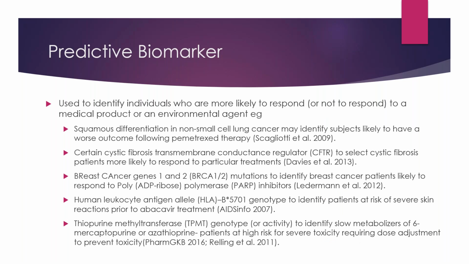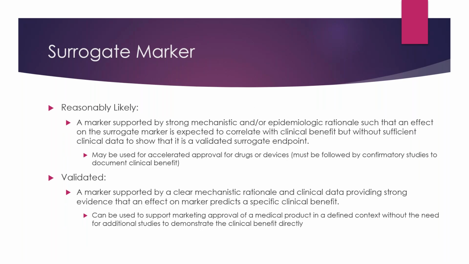Thiopurine methyltransferase or TPMT genotype, or the activity of the enzyme itself, can identify persons who only slowly metabolize 6-mercaptopurine or azathioprine. And patients who are slow metabolizers of these agents are at particular risk of severe toxicity, which can be avoided if the doses administered are appropriately adjusted to retain efficacy while avoiding the toxicity of concern. So all of these types of approach can be used to predict response to treatment. Ideally, of course, in a clinical trial, you might want your biomarker to do all of the above.